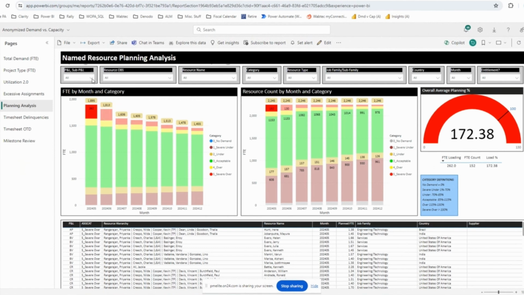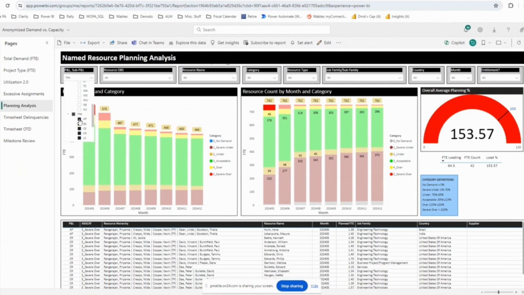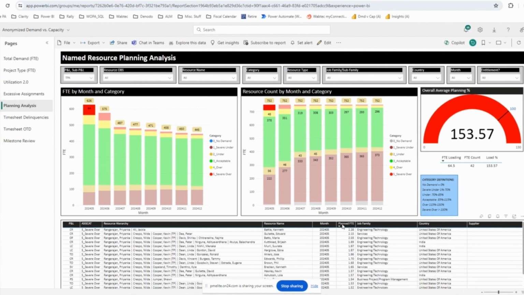Now let me scale this down for just a second. Wrong one, sorry. Let's take a look at just one specific P&L, the train performance P&L. So if I narrow that down to train performance, we have 42 people doing the work of 64.5 people, so the average load is 154%. And if I sort this planned FTE in descending order to show the most stressed out, beaten up guy at the top, it is Kenneth Battle. In the month of May, he is planned at 228%. Good to know, but what is creating that 228% of demand?